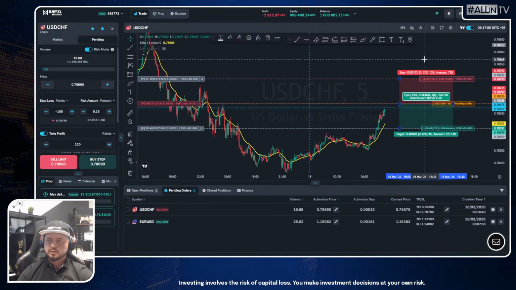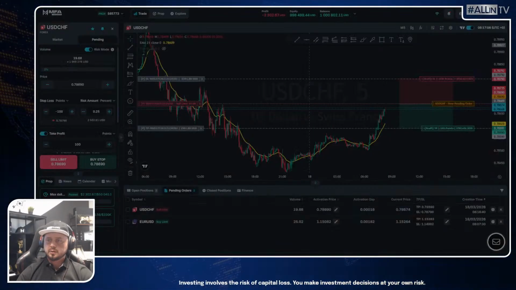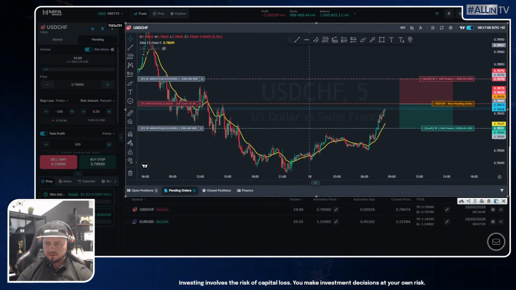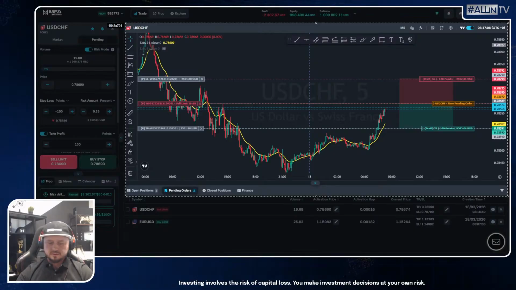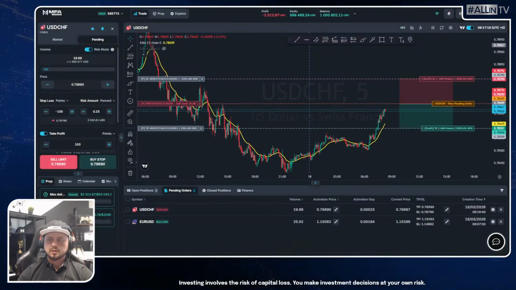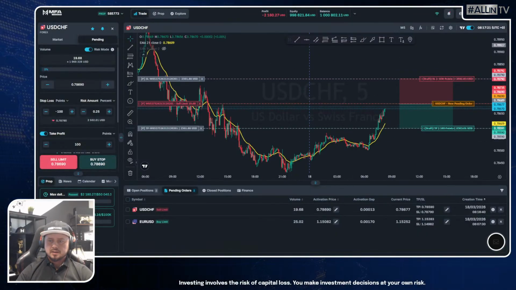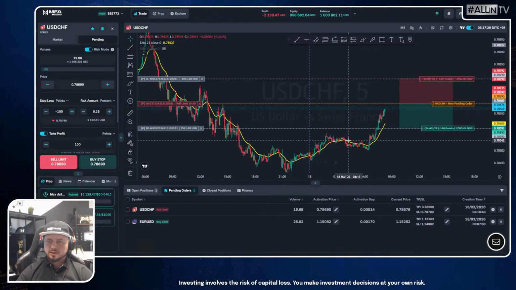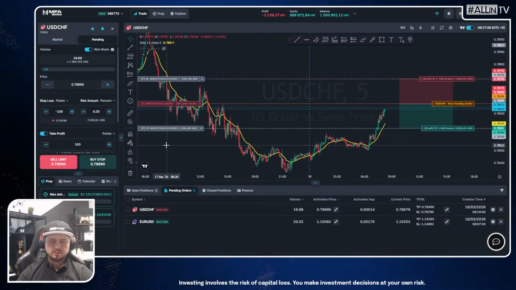Let's save the trade. And we're gonna put that in trading journal right here. Save. This is USD CHF ASAP. Nice. Okay, probably trade will be activated very soon.